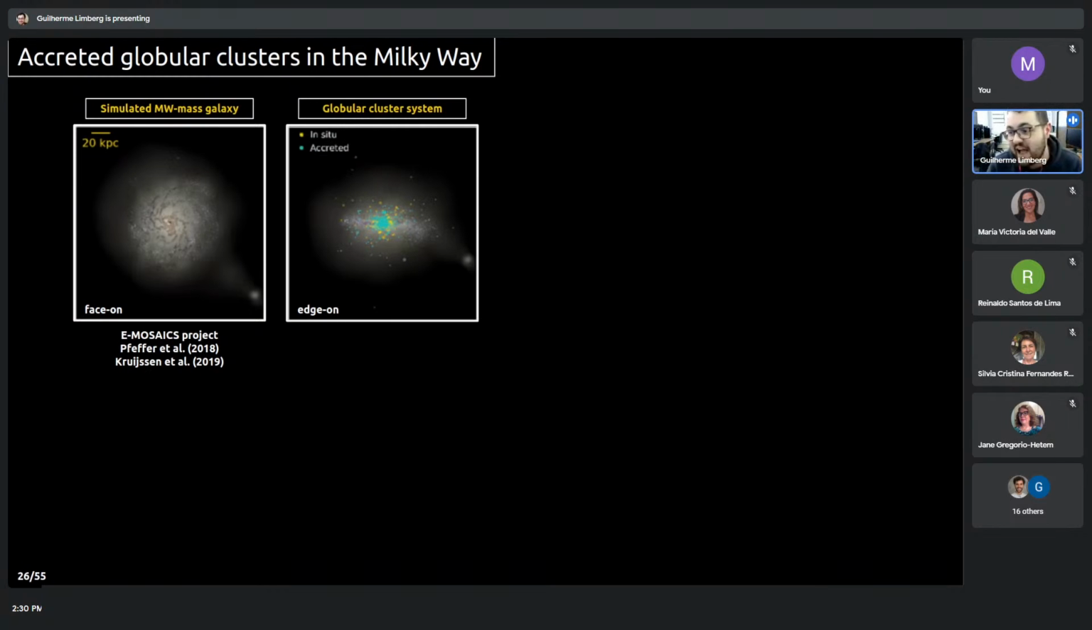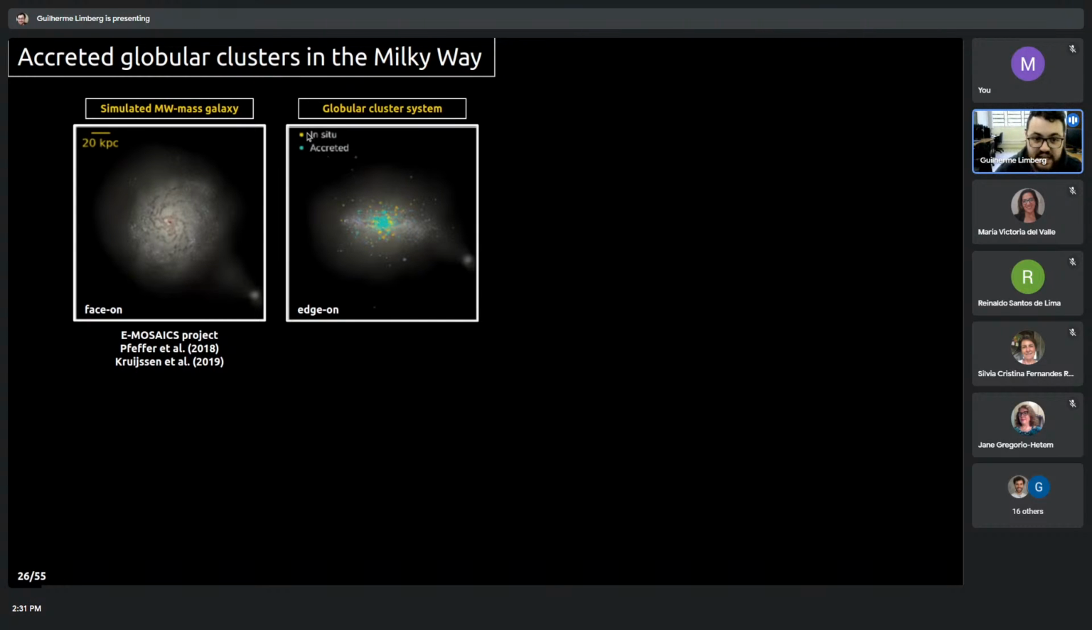To the left, I have a Milky Way mass galaxy from a simulation from the eMosaics project. This is associated with the EAGLE project for cosmological simulations. And to the right, we have an edge-on view of this galaxy, and plotted on top of that, the system of globular clusters associated with this galaxy.